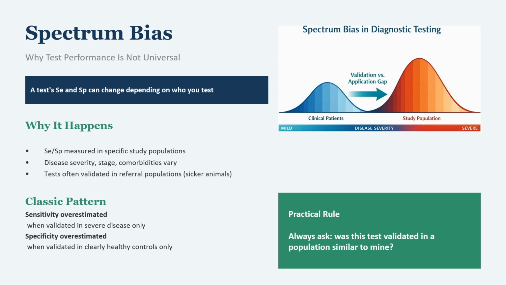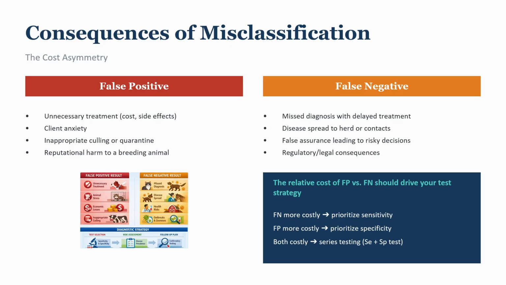The disease is the same, but the spectrum of severity is very different. The practical rule is straightforward, but requires discipline. Every time you read a published sensitivity and specificity for a test, ask yourself, was this test validated in a population that looks like my patients? If the answer is no, apply the published numbers with caution and consider that the true performance in your population may be meaningfully different.